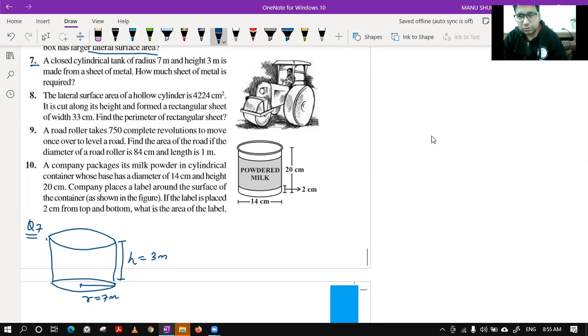Please answer. We have to just find what? Are you able to hear me, class? Please confirm. How can you find this metallic sheet required? Sir, we will find of rectangle. Okay. Which rectangle you will find? Just you need to find the TSA of this cylinder.